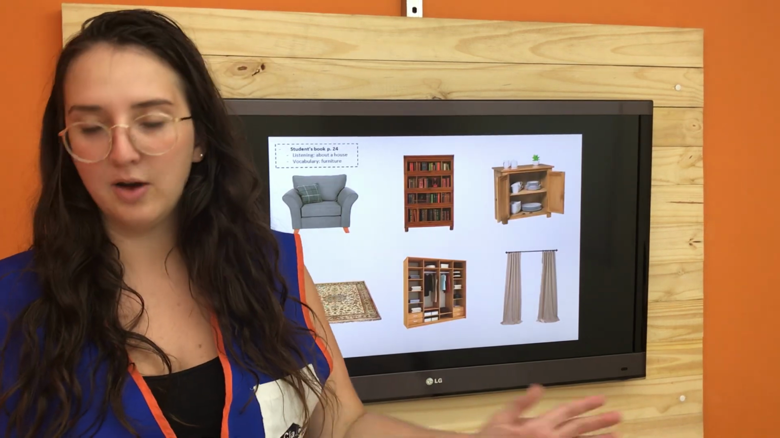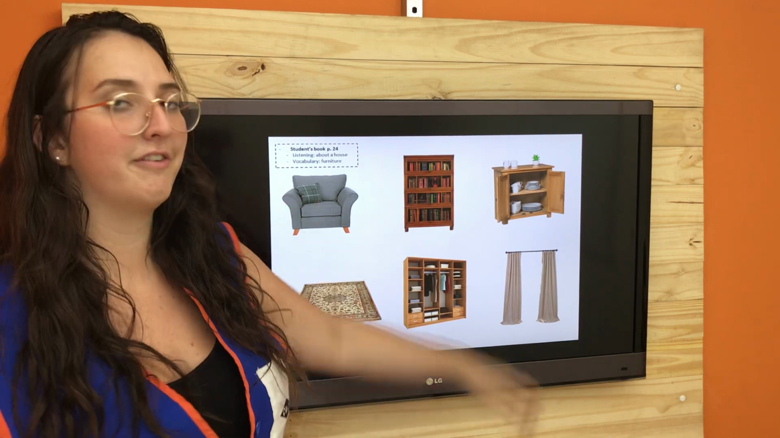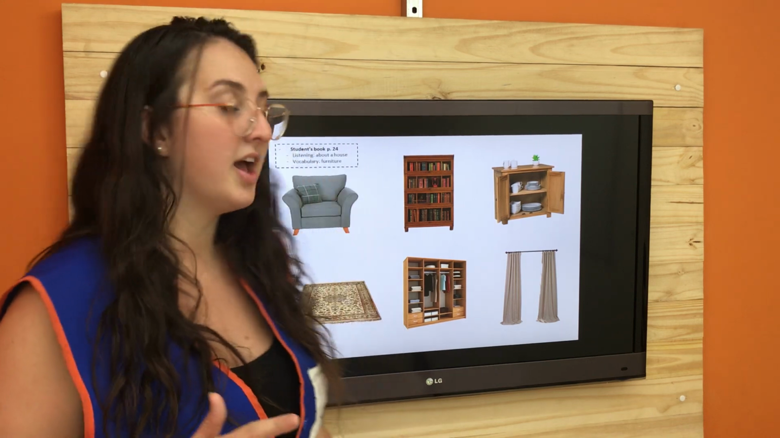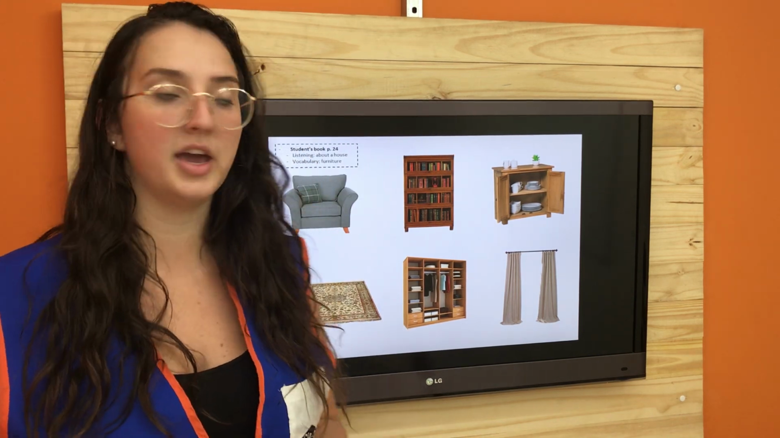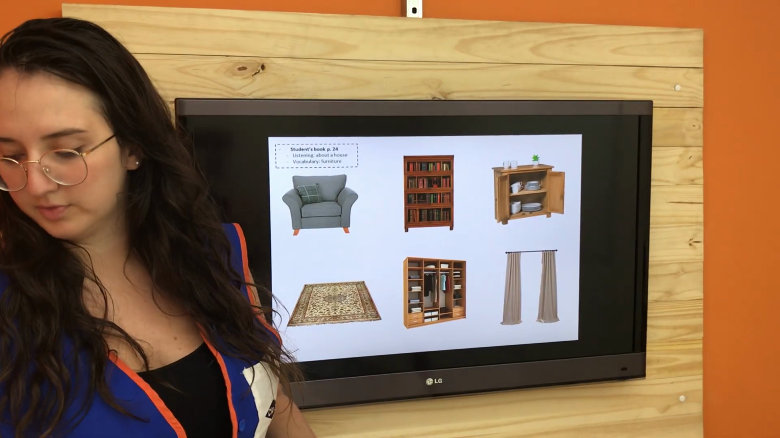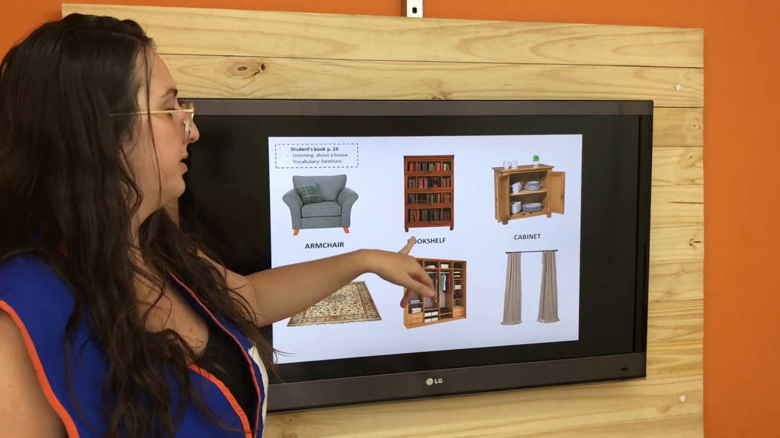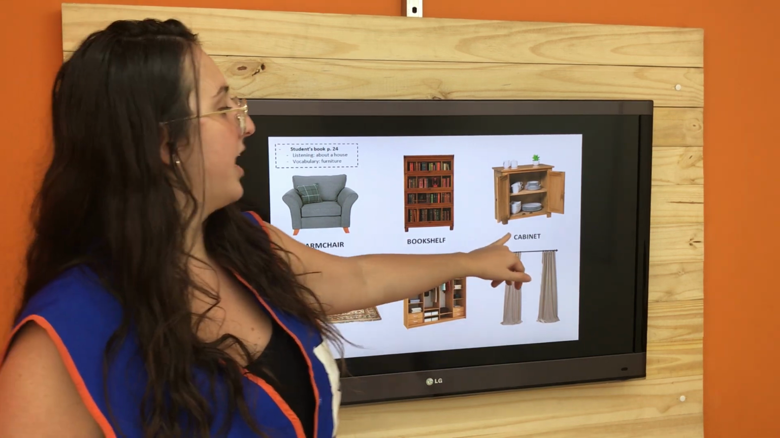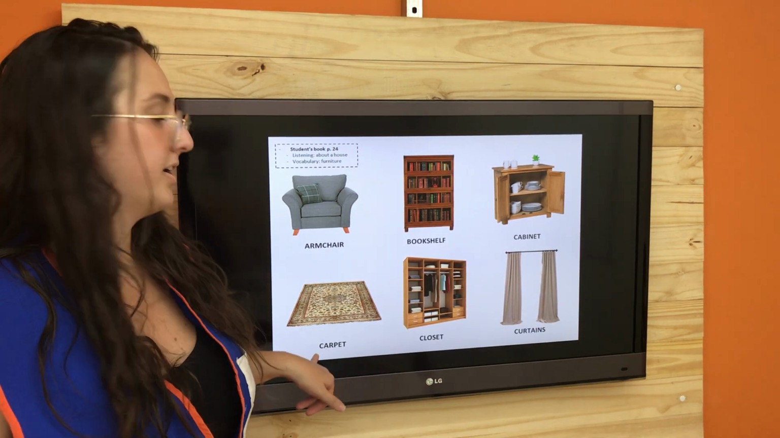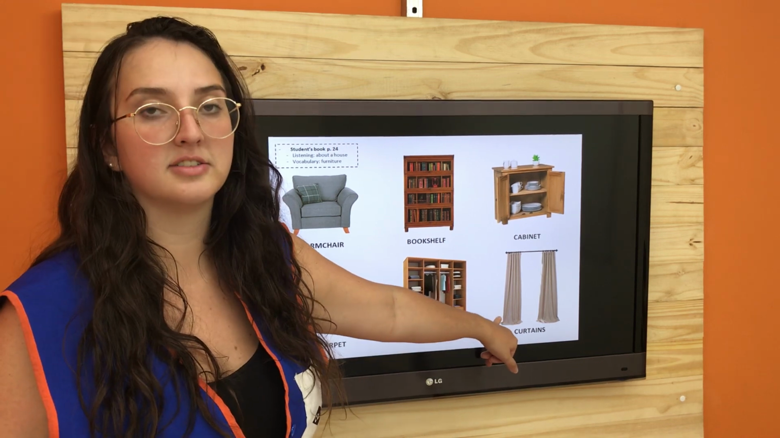So first, I want you to take a look at these pictures here, right? These are furniture. Can you repeat furniture? These are the things that we have in our house, okay? Do you know the names of any of these? Okay, I'm gonna give you the armchair. Can you repeat armchair? The bookshelf, the cabinet, all right? These three, do you know the name? The carpet, the closet, and the curtains, all right?